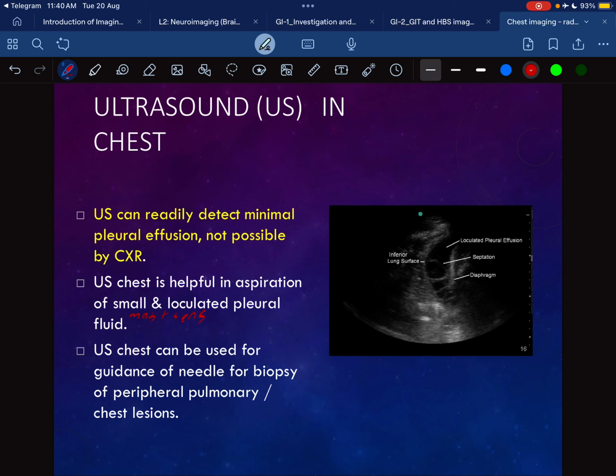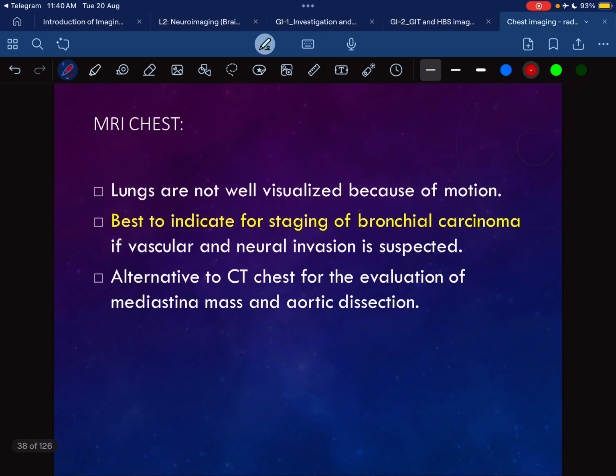MRI chest almost never happens for mediastinum. However, we do it for posterior mediastinum when it's related to nerve sheath tumor, or for superior mediastinum when there is a Pancoast tumor and it's invading the brachial plexus.